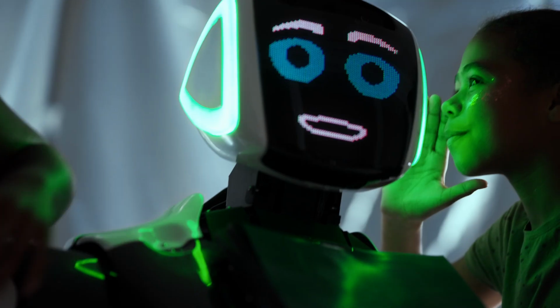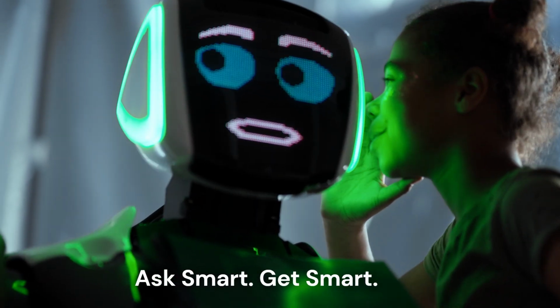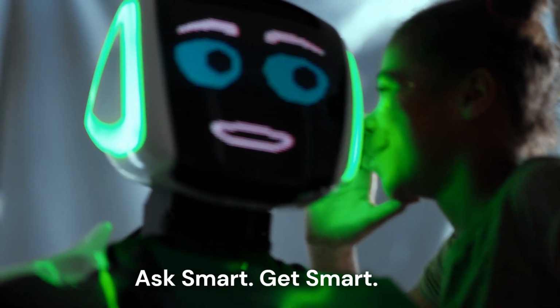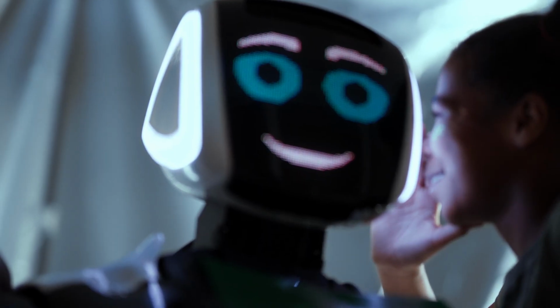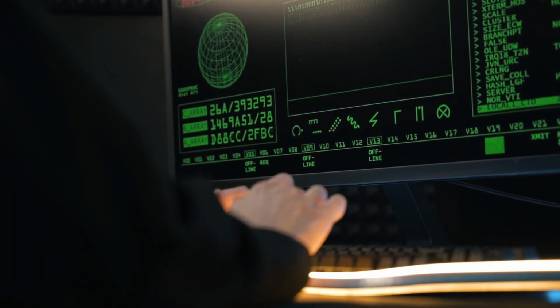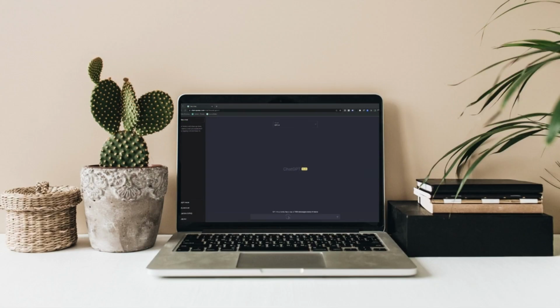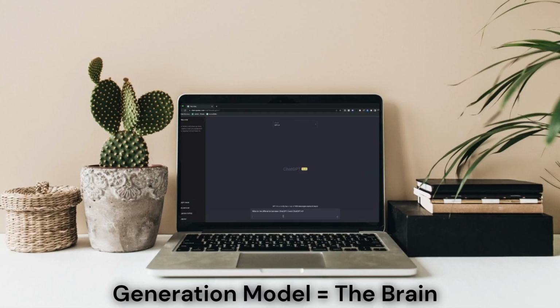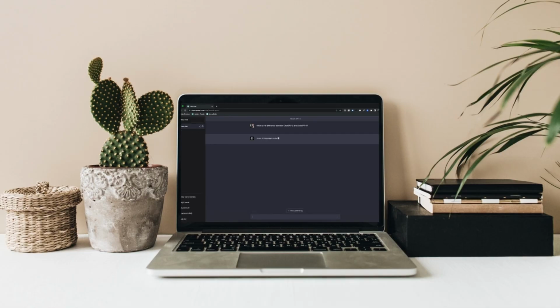Prompt engineering is all about asking questions the right way. The better you talk to the LLM, the better answers you'll get. The embedding model is what converts text into those meaning-based numbers we just talked about. Then comes the generation model, also known as the LLM. It's the actual brain that reads the question, thinks, and generates the answer.